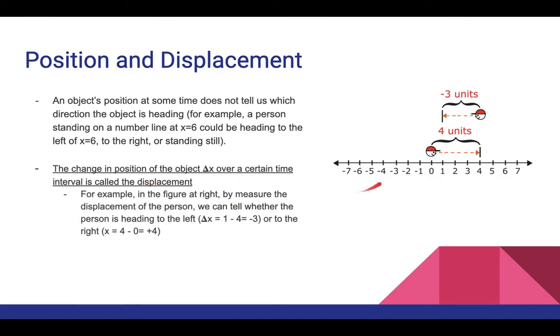And then as an example, I highlight what we just talked about. As physicists, in order to determine the direction an object is heading, we're more interested in the displacement of the object than the actual position of the object. Again, the position will not be able to tell us which direction our object is heading.